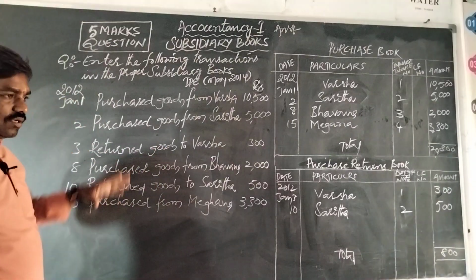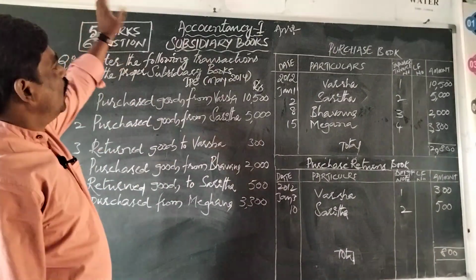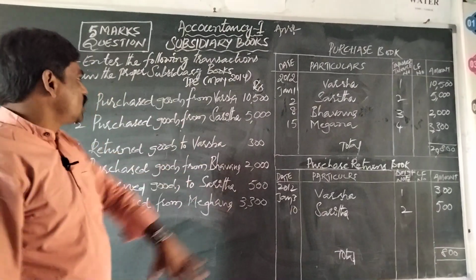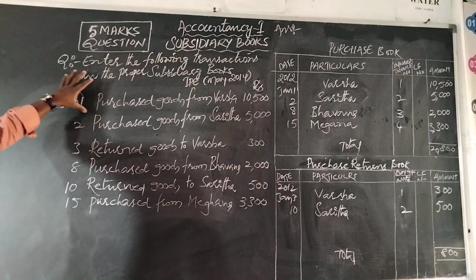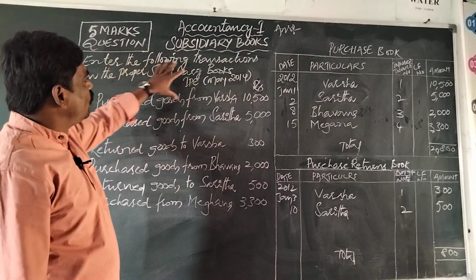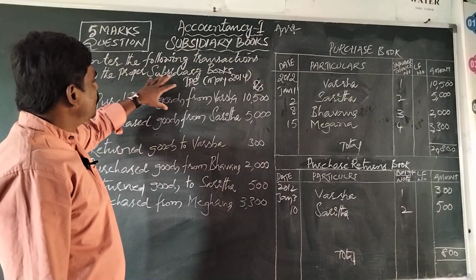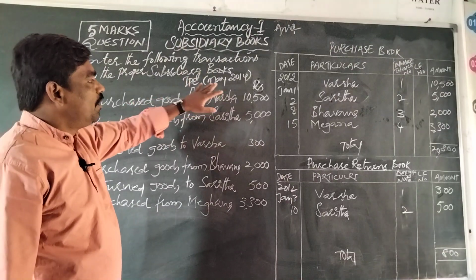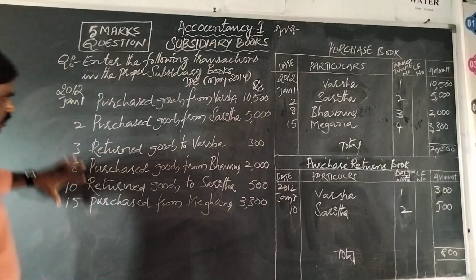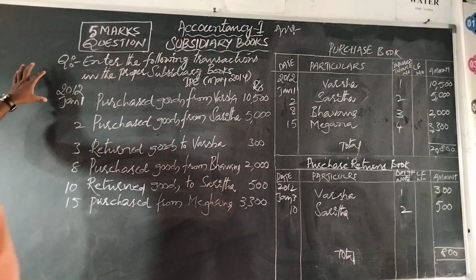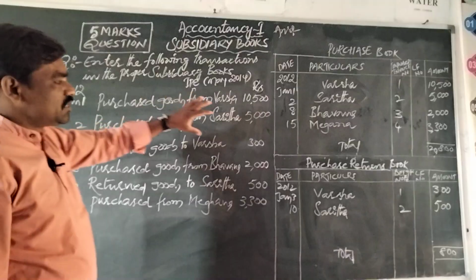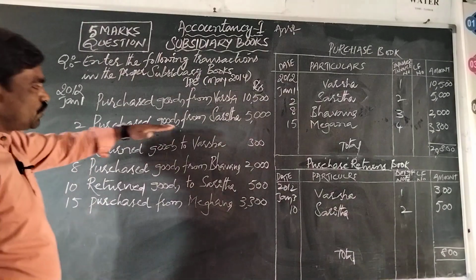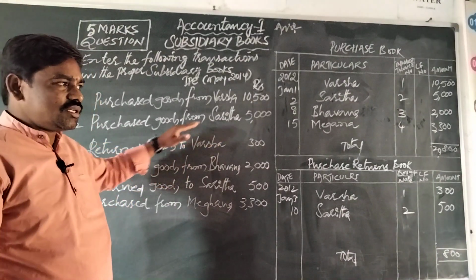Students, let me repeat all the points that I have explained here. One problem in the annual examination will be given from the chapter subsidiary books, for 5 marks. The problem will be given like this: enter the following transactions in the proper subsidiary books. This problem was given in the intermediate public examination May 2014. January 1, 2012, purchased goods from Varsha, 10,500, a credit transaction, it comes in the purchase book. January 2nd, purchased goods from Sarita, rupees 5,000, also a credit transaction, in the purchase book.